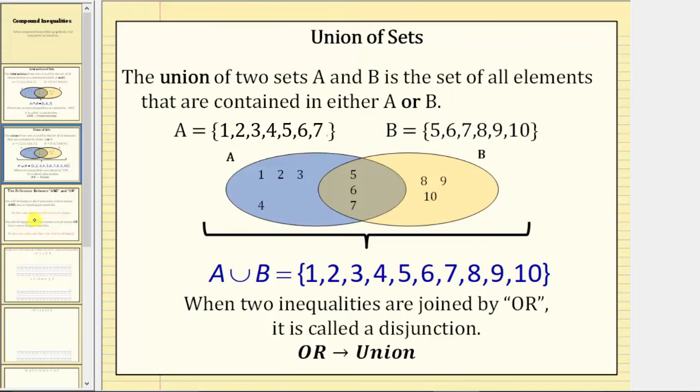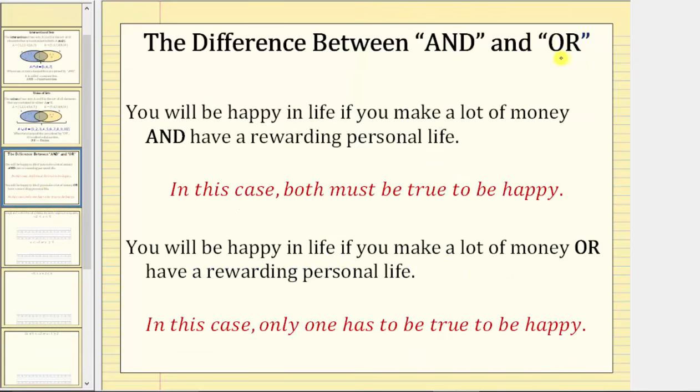To emphasize the difference between the word and or, let's look at one more example. If you are told you will be happy in life if you make a lot of money and have a rewarding personal life, because of the word and in this case, both conditions must be true to be happy. However, if we change the word and to or, and the statement reads, you'll be happy in life if you make a lot of money or have a rewarding personal life, because of the word or in this case, only one of the conditions must be true to be happy.